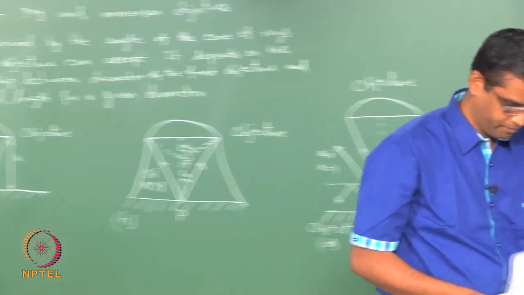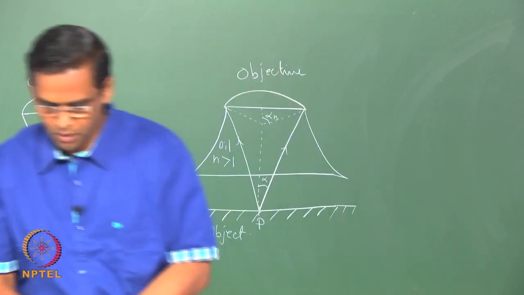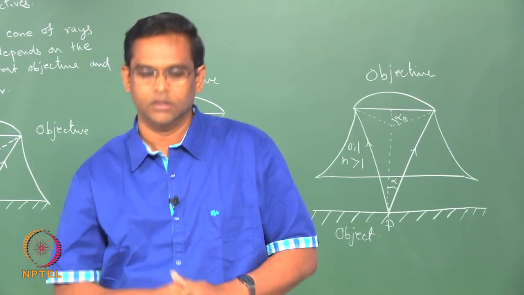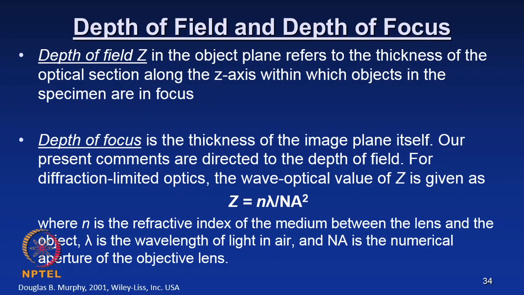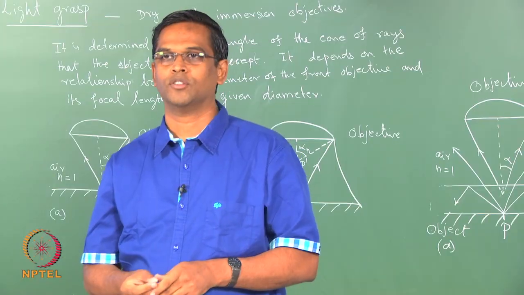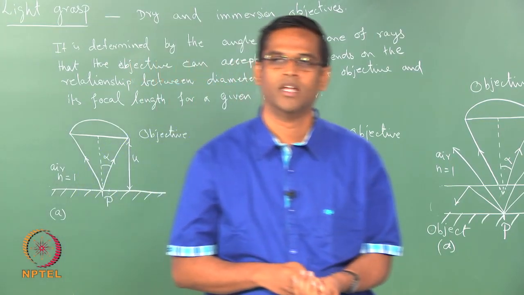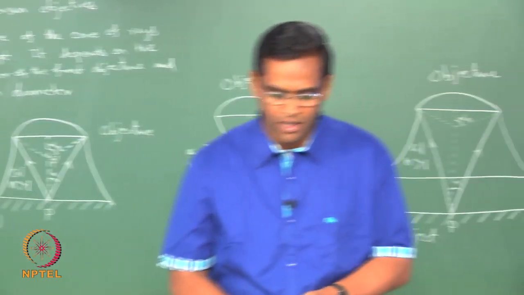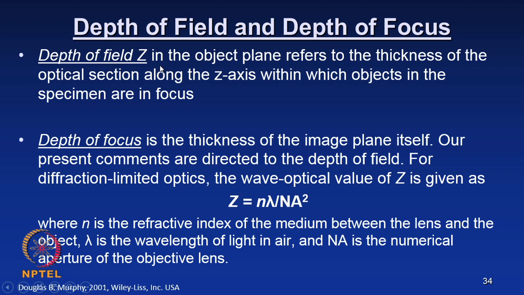Now we will move on to the next important parameters or concepts in microscopy: depth of field and depth of focus. Let us look at the preliminary definitions. The depth of field Z in the object plane refers to the thickness of the optical section along the Z axis within which objects in the specimen are in focus. On the other hand, depth of focus is the thickness of the image plane itself.